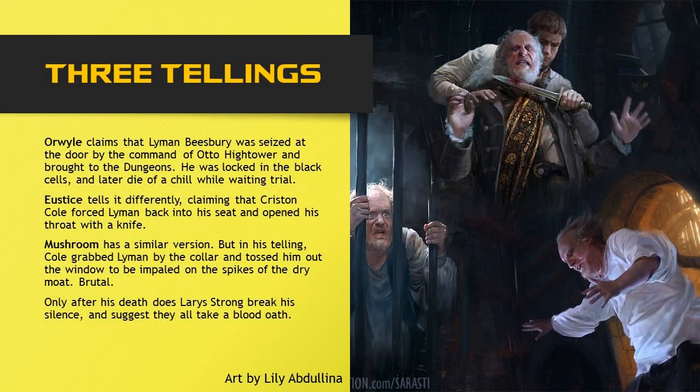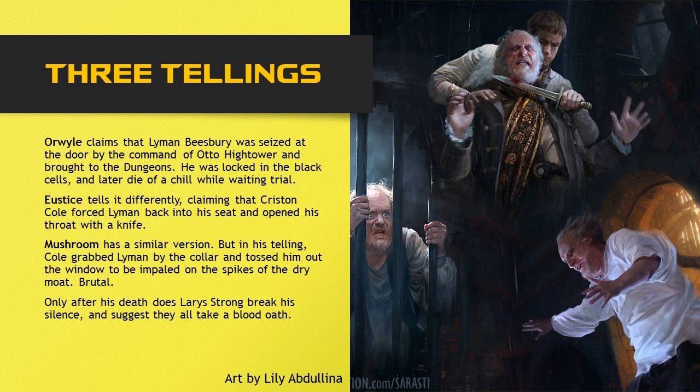Right? Eustace, who wasn't there, tells it differently, claiming that Criston forced Lyman back into his seat and opened his throat with a knife. All right. Mushroom had a similar version, but in this telling, Cole grabbed Lyman by the collar and tossed him out of a window to be impaled on the spikes of the dry moat.